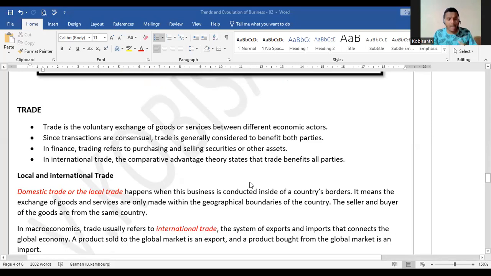Why? Because we are one of the nations which relies much on imports. So we need to import a lot of goods, a lot of services. If we are relying more on imports, imagine how we would pay for them. So we have to pay them, right?